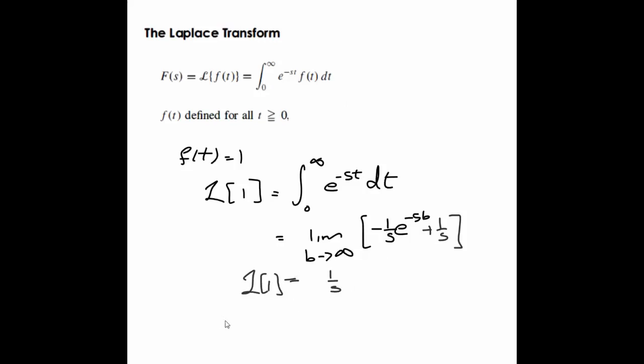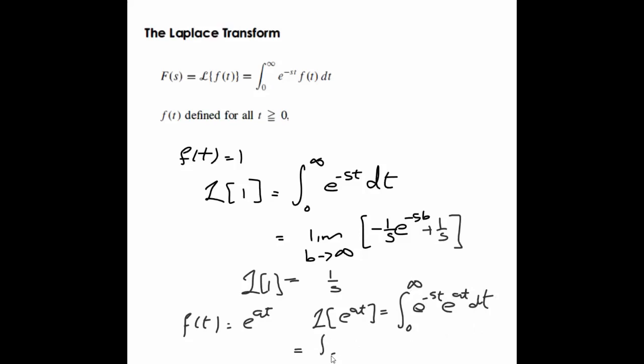In a similar way, we can continue to calculate, for instance, if f(t) is equal to e to the at. This means that we're looking for the Laplace transform of e to the at, which is equal to the integral from 0 to infinity of e to the minus st times e to the at dt. We can combine these, and this will be a minus s, into t, and dt.